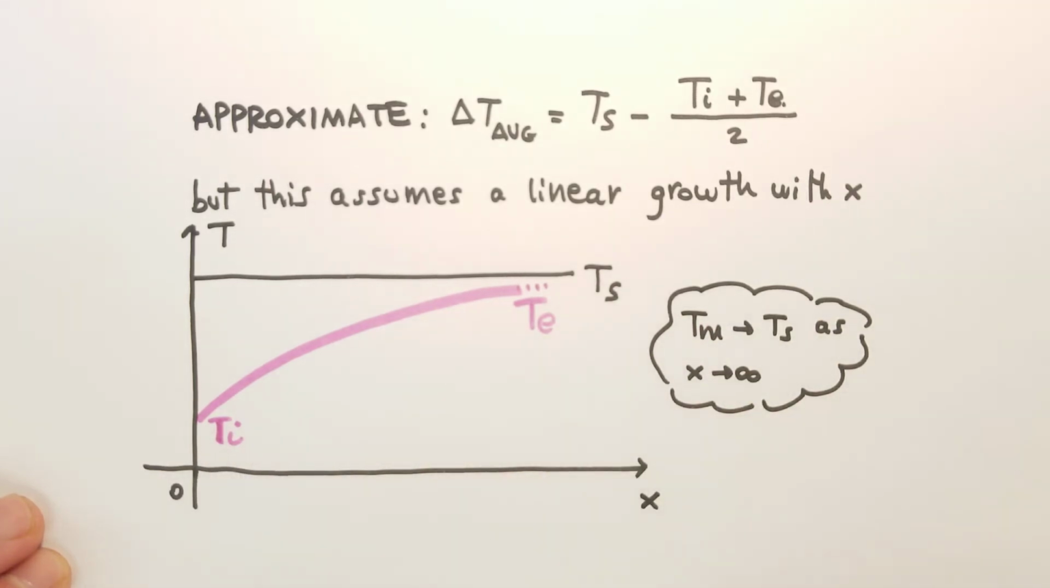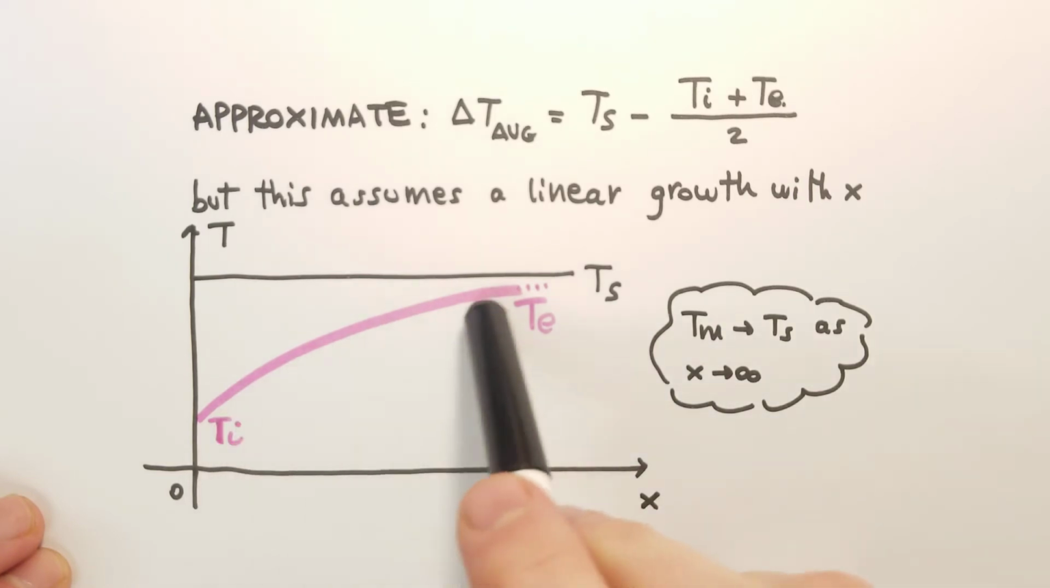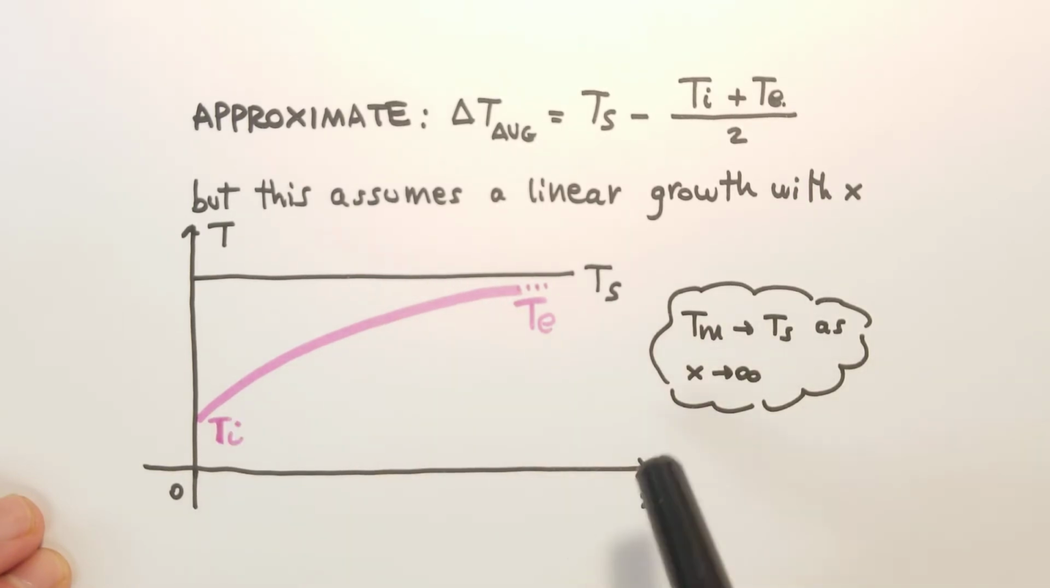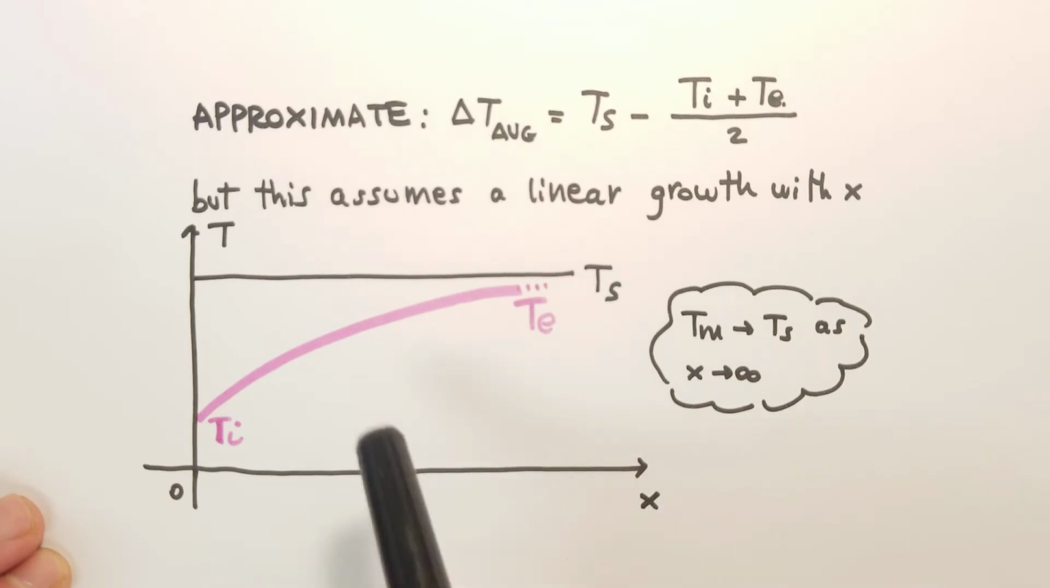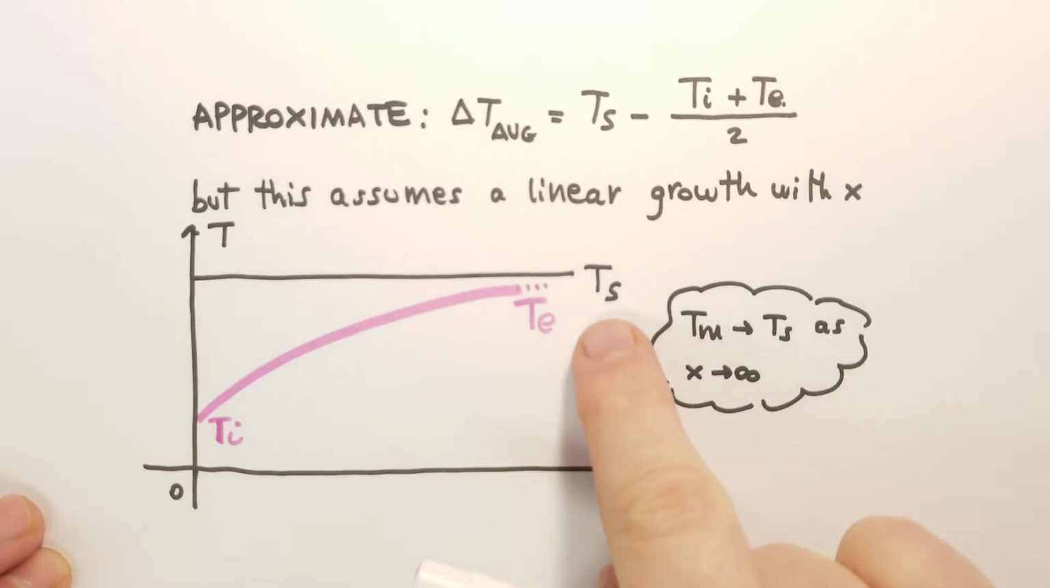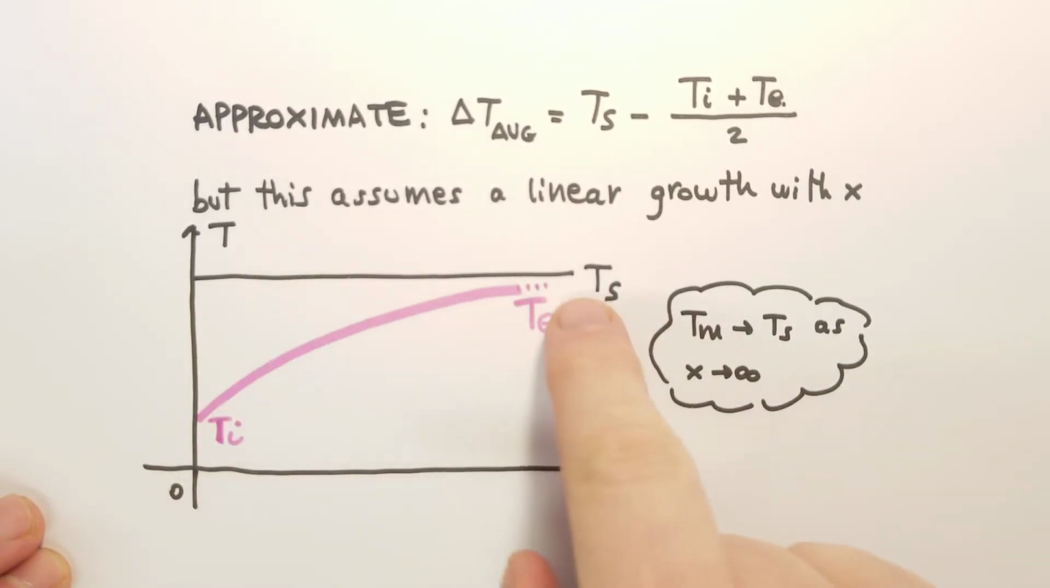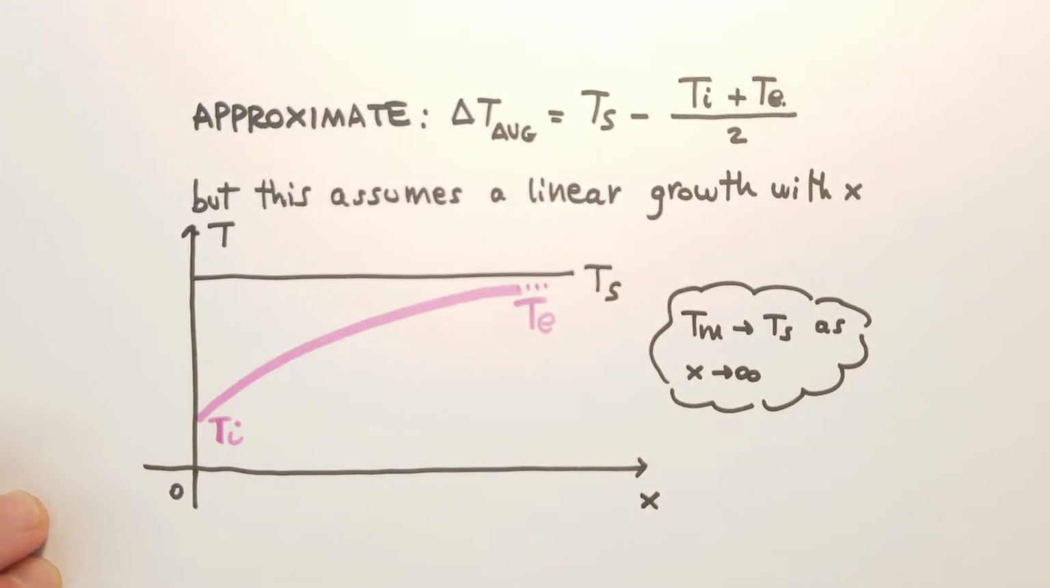As the flow develops downstream, Tm, the mean temperature here depicted in pink, only approaches Ts asymptotically. So there's not a linear growth as x grows. And we're also sketching here the surface temperature Ts. In this case it is constant.